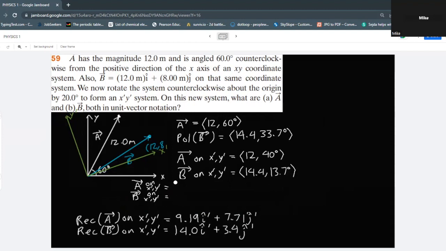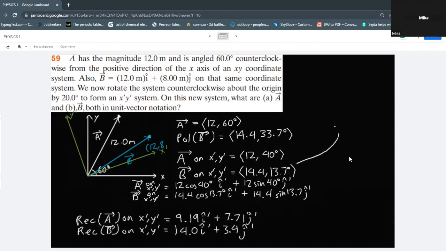So lagyan mo na ng 12 cosine of 40 I hat prime, plus yung y component. Okay, tapos prime dapat yung mga unit vectors. Yan. So, if you have that, clear na yung lalabas na vectors mo for A and B in the new coordinate system will be that.